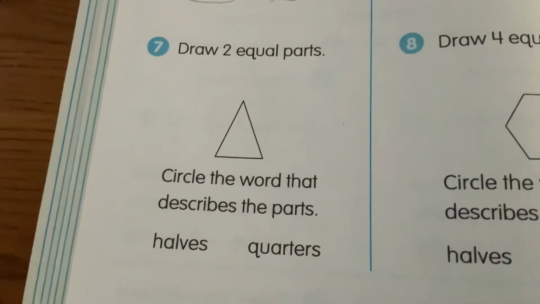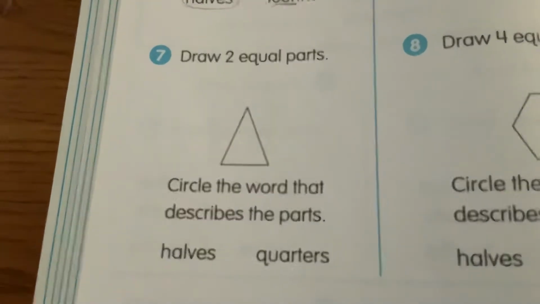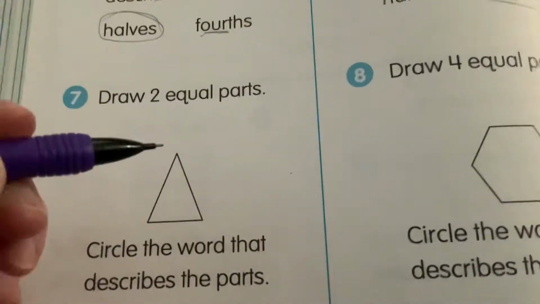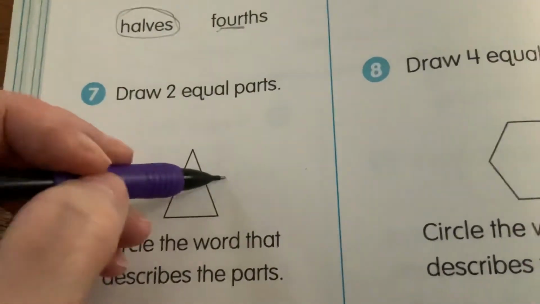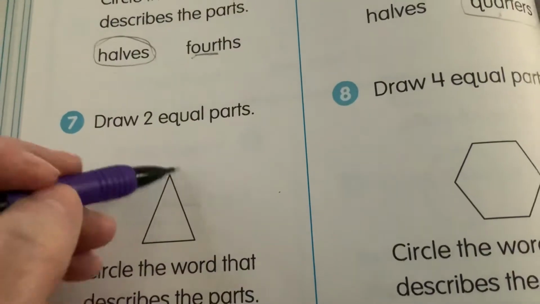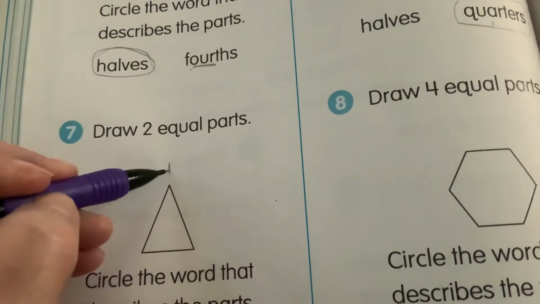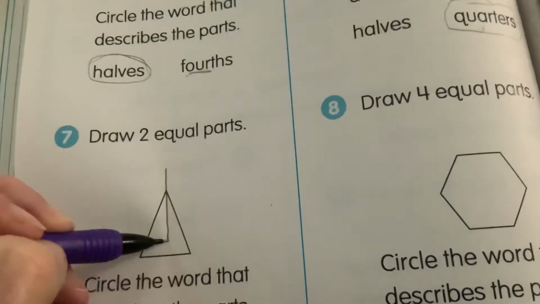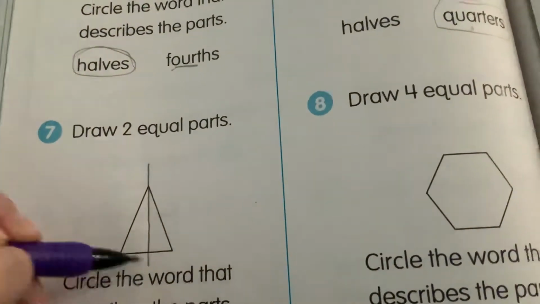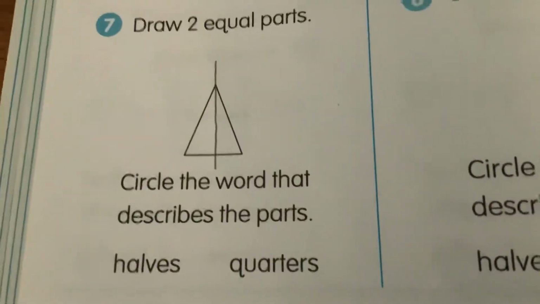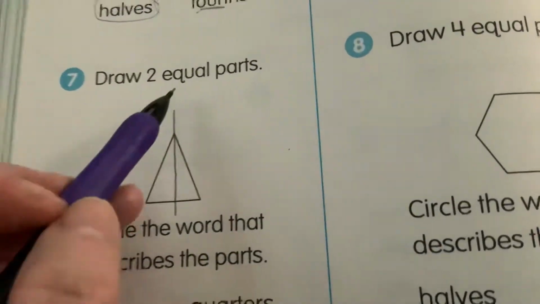Okay, draw 2 equal parts and circle the word that describes the parts. Okay, if I take the triangle, I divide it. Can I divide it this way? No, because the parts would not be the same. Okay, so this shape, I'm going to have to draw it down through the middle here. Depending on the shape, you have to look and see which way is the way that you can divide it into halves. Okay, I wanted 2 equal parts.